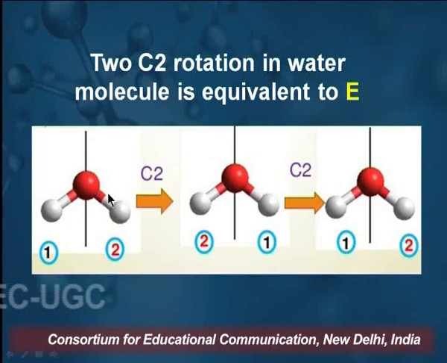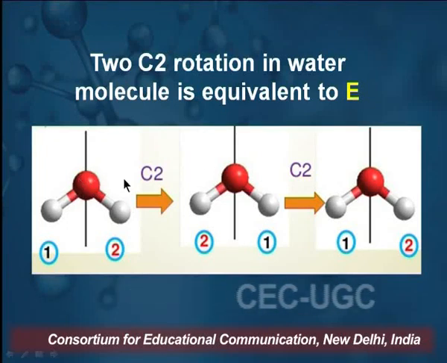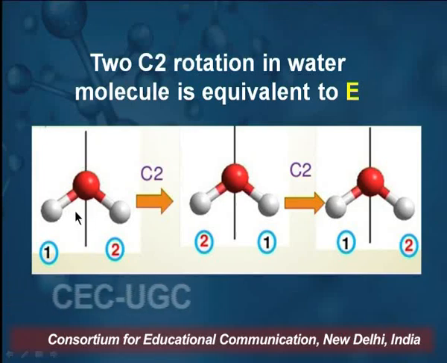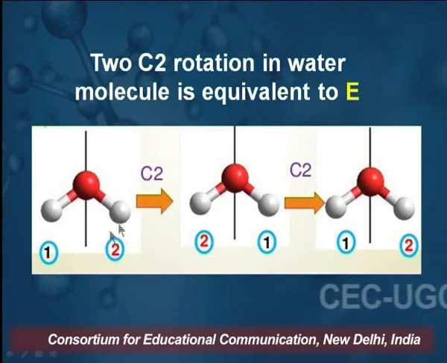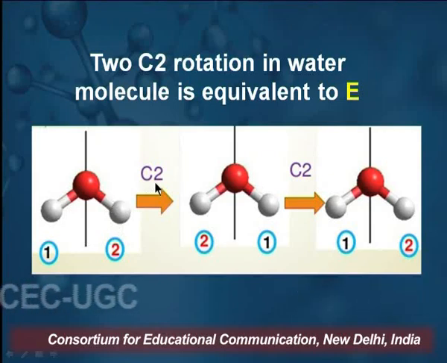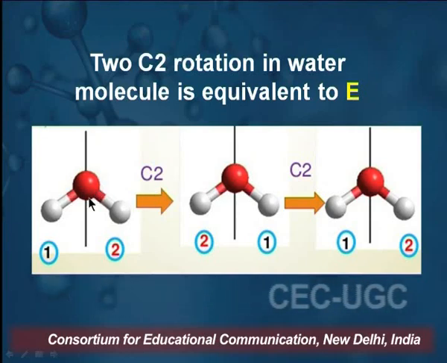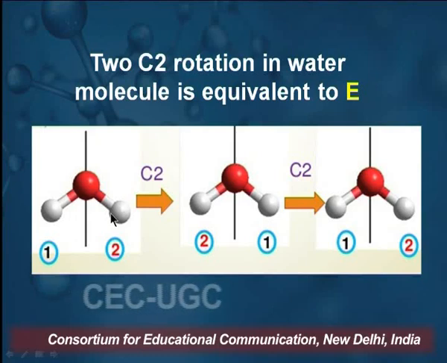That is, in one operation we are getting, that is when I rotate this molecule by 180, this is the axis which is passing through the oxygen atom, bisecting the water molecule. We find that when we rotate about this axis here, we will get an equivalent structure. That is, we are flipping these 2 groups by 180 degrees. That means 2 will go here, 1 will come here. So we are getting an equivalent structure.